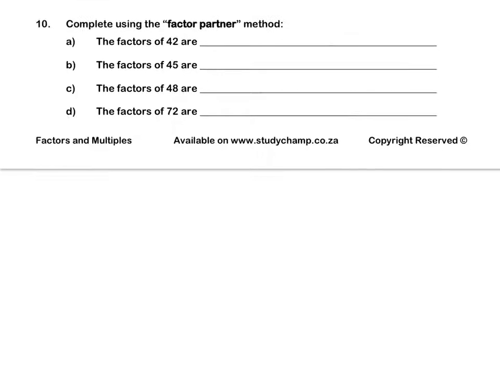Question 10. Complete using the factor partner method. Let's do A together. The factors of 42 are 1 and 42. Then is 2 a factor? Yes, 2 times 21. Then is 3 a factor? Let's first use our method to check before we waste our time doing a sum. 4 plus 2 is 6, and 6 is divisible by 3. Therefore, 3 is a factor, and on the side we do a sum. We divide by 3, and the factor partner of 3 is 14.